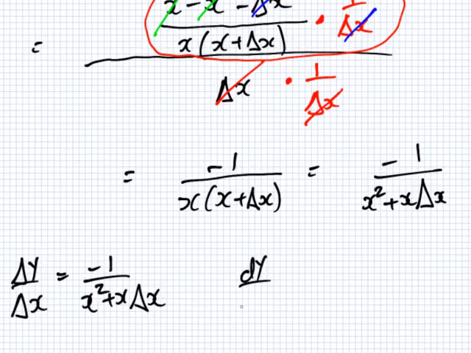So what would be the slope of the tangent? Minus 1 over x squared. Get the idea?